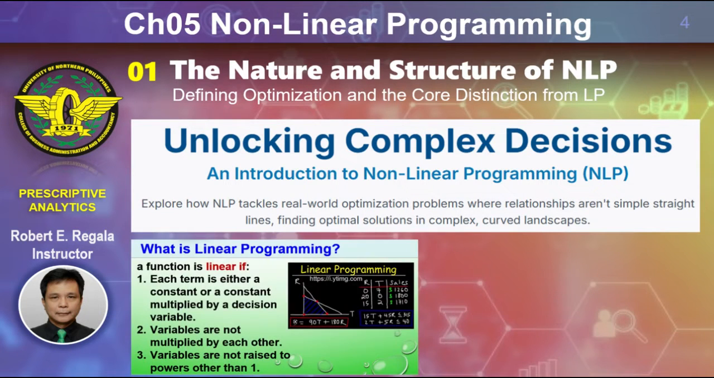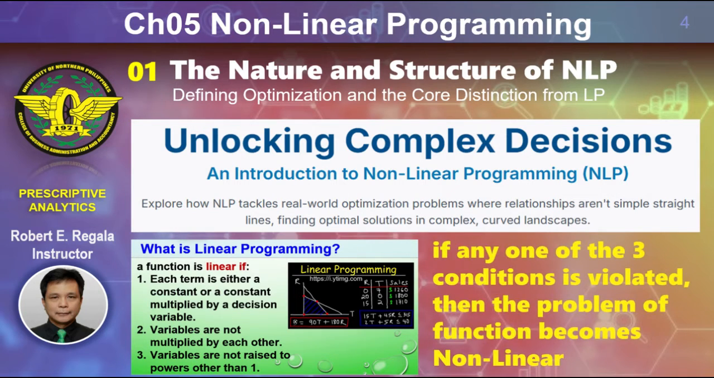In Chapter 3, we said that a problem or function is linear if all the following conditions are met. 1. Each term is either a constant or a constant multiplied by a decision variable. 2. Variables are not multiplied by each other. 3. Variables are not raised to powers other than 1. Conversely, therefore, if any one of the three conditions is violated, then the problem or function becomes nonlinear.